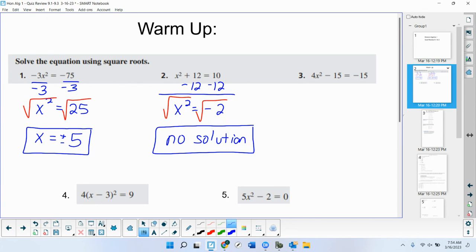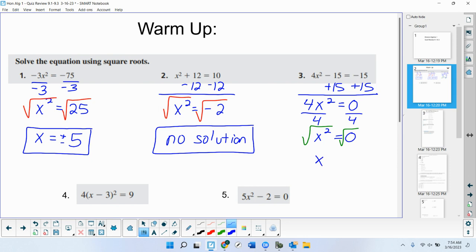Sarah, help me with number 3. You add 15 to both sides. When you do, what do you get? 4x squared equals 0. Okay, now guys, we're not done. We still need to isolate that x squared. What are you going to do next? Divide both sides by 4. When you do, you get what? X squared equals 0. And now you find the square root. Is there such a thing as plus or minus? Well, what's the square root of 0? 0. And is there such a thing as plus or minus 0? No, you just have 0. Very good. Questions on 3?